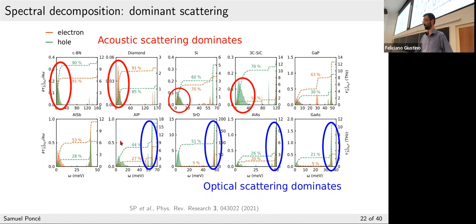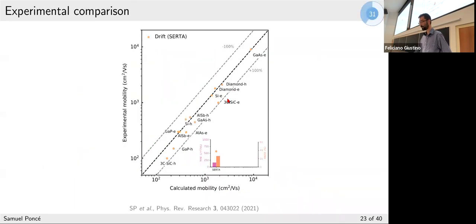But then you also have materials where both are important. So you really need to account for all those different types of scattering. And this is all done ab initio, so you don't have to have specific models for each of them. So for example, it's possible to describe acoustic scattering with deformation potential theory, or optical scattering with some other model. But here it's all included directly ab initio.